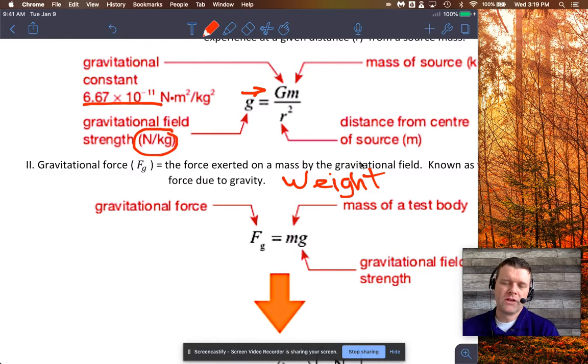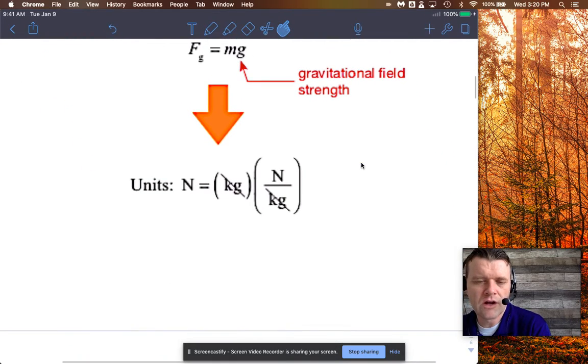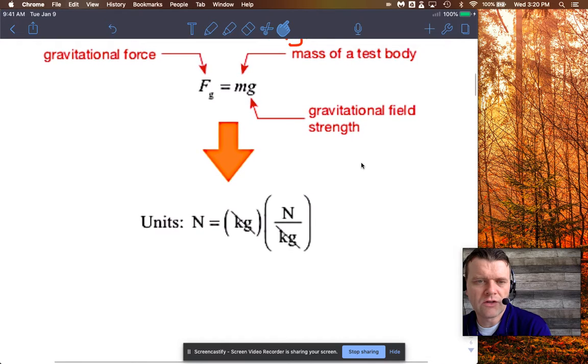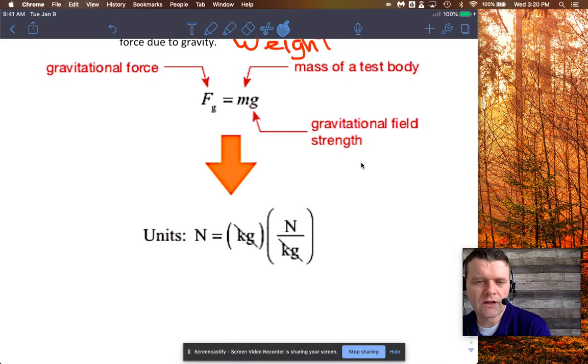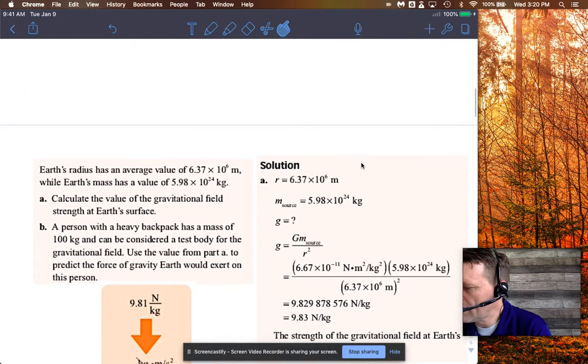So the formula for the force due to gravity, Fg, is equal to the mass of the test body, the smaller mass, multiplied by the gravitational field strength. I mentioned earlier that newtons per kilogram are the units for little g, so when you're calculating the force due to gravity, it's just in newtons. Okay, let's look at a couple of these really quick.